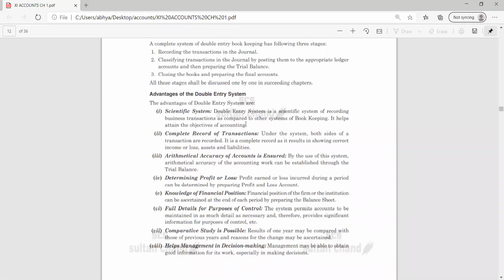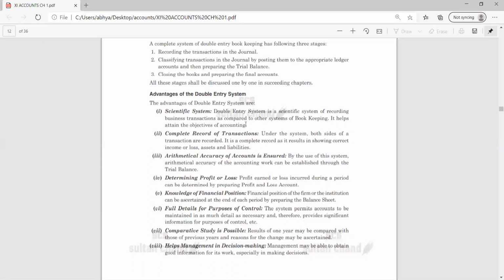As well as recording business transactions, compared to other systems of bookkeeping, it helps to attain the objectives of accounting. So that's why it is known as the scientific system. The main reason behind it is that it is based on certain principles. It records the complete record of transactions, because both sides of a transaction are recorded, whether it is the debit side or the credit side. Arithmetical accuracy of the account is ensured.